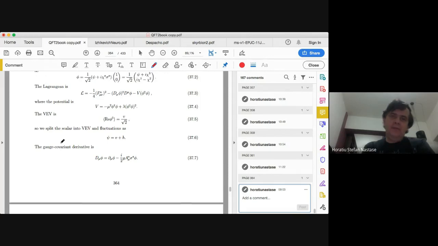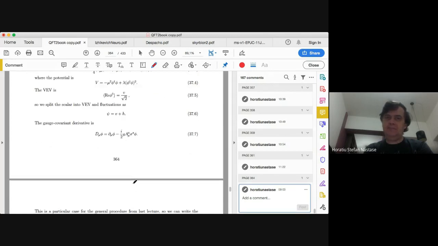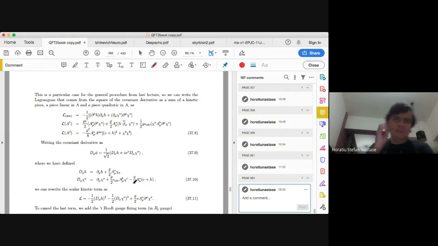And the gauge covariant derivative is then written with the same sigma a's, the same Pauli matrices, now understood as the generators of SU(2), specifically sigma a over 2 being the generators. So the covariant derivative is D mu phi equals d mu phi minus i over 2 g A mu a sigma a phi. This is, of course, a particular case of the general non-abelian procedure from the last lecture.